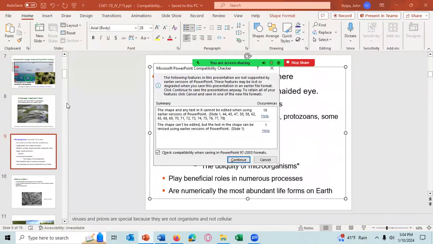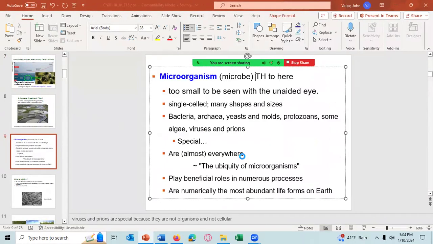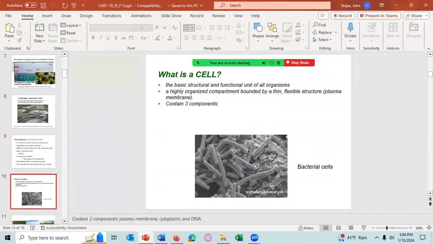Where we talked about microorganisms being too small to see with the human eye. I did mention a cell before. Let me go on and state that a cell is the basic structural and functional unit of all organisms. A cell is a highly organized compartment bounded by a thin, flexible membrane that we call the plasma membrane or the cell membrane.